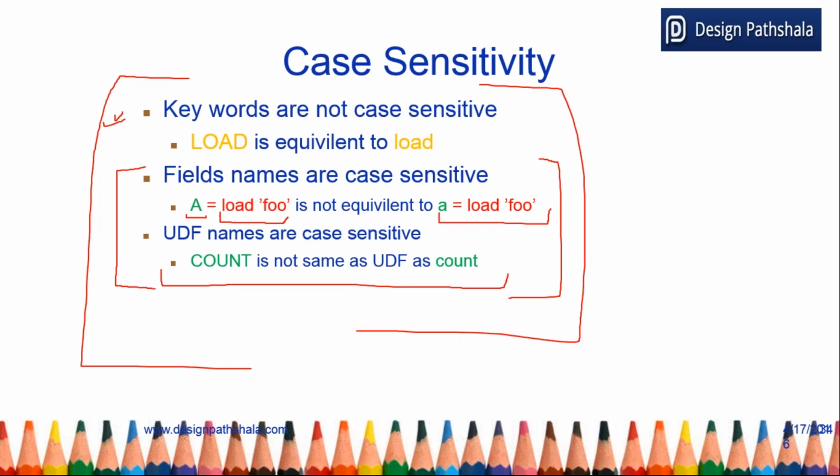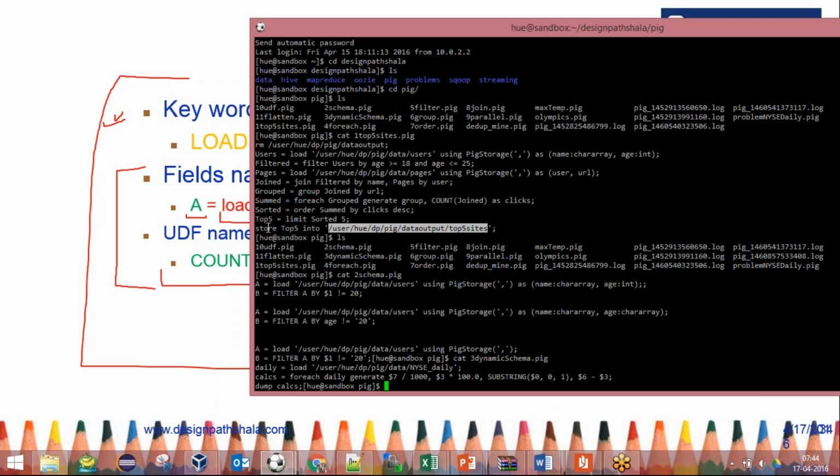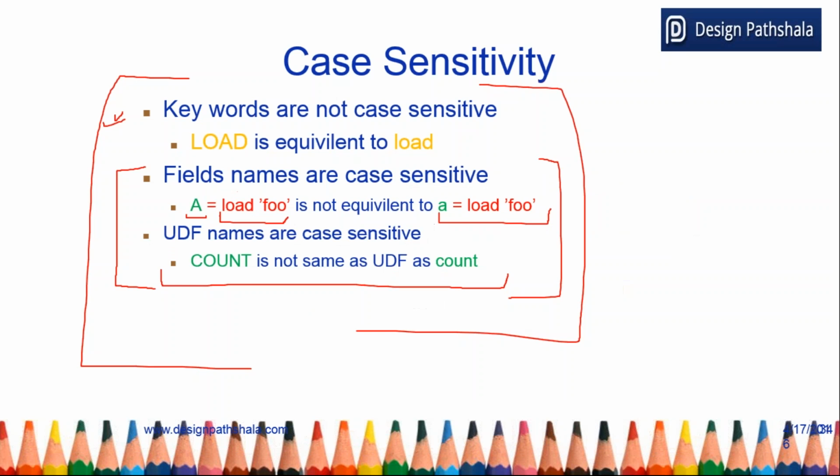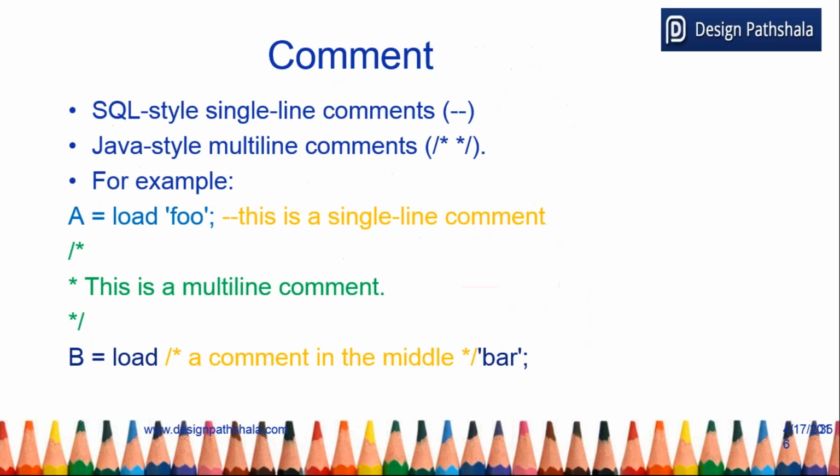So this is case sensitive, and this store is also case sensitive, and this top 5 is also case sensitive. So this top 5 is not equivalent to a small t in top 5. So that is a separate variable. And this sorted is not equivalent to a small s sorted.